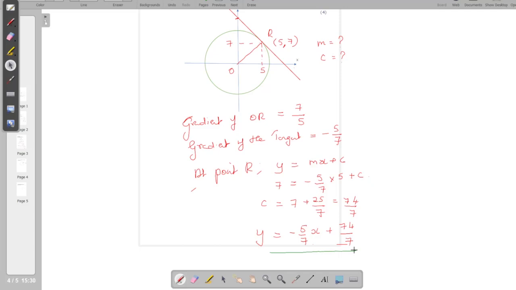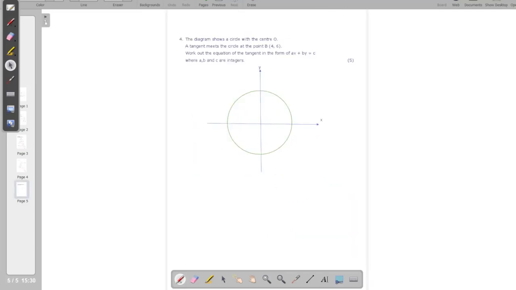Next question. So this will be one more question. It's 4 questions altogether. The diagram shows a circle with the center O. Tangent meets the circle at the point (4, 6). That's B, (4, 6). Work out the equation of the tangent in the form of ax plus by is c, where a, b and c are integers.